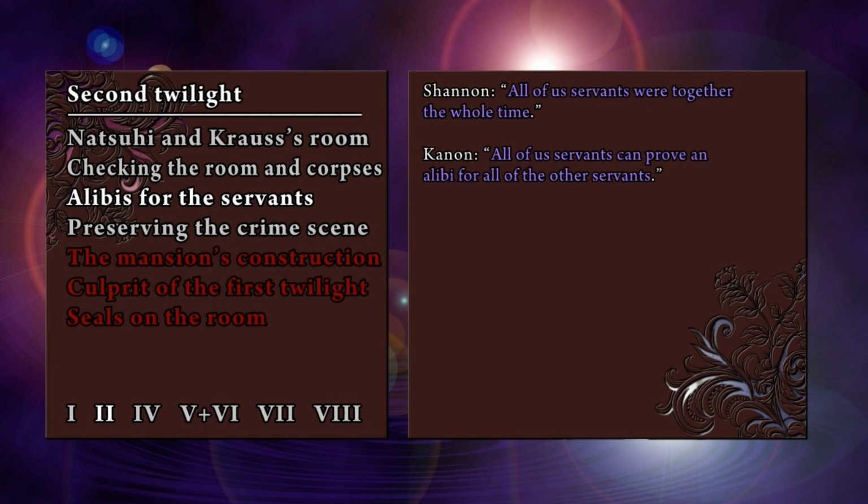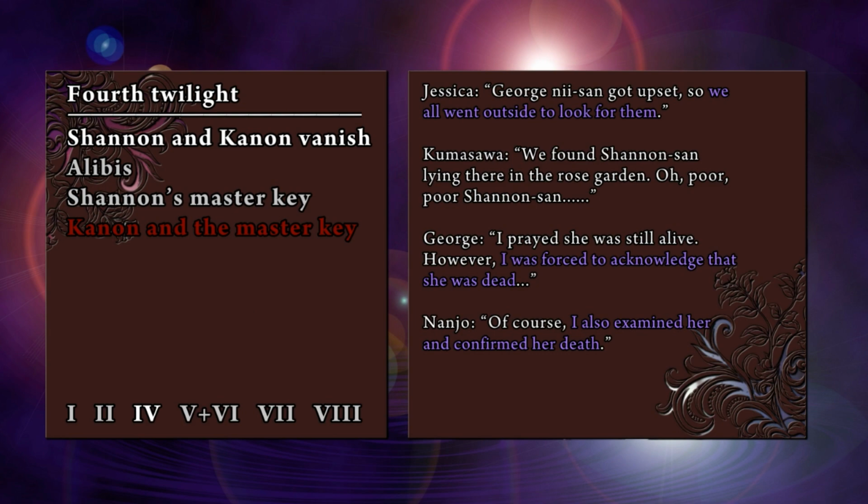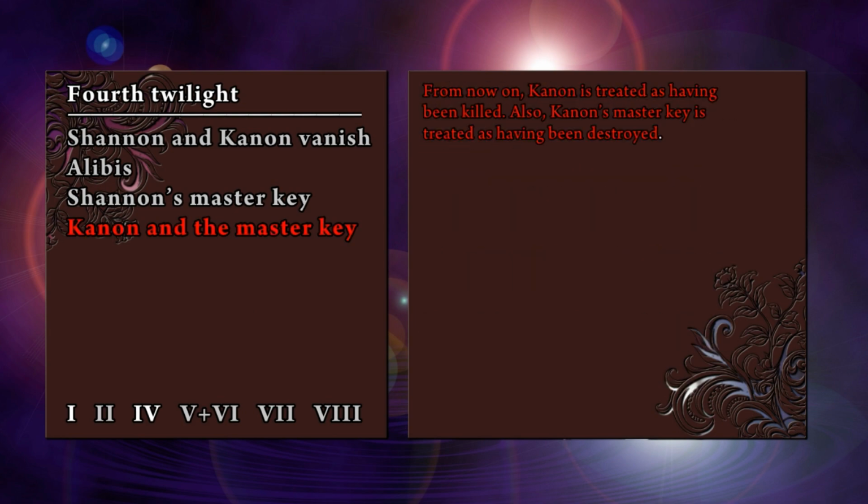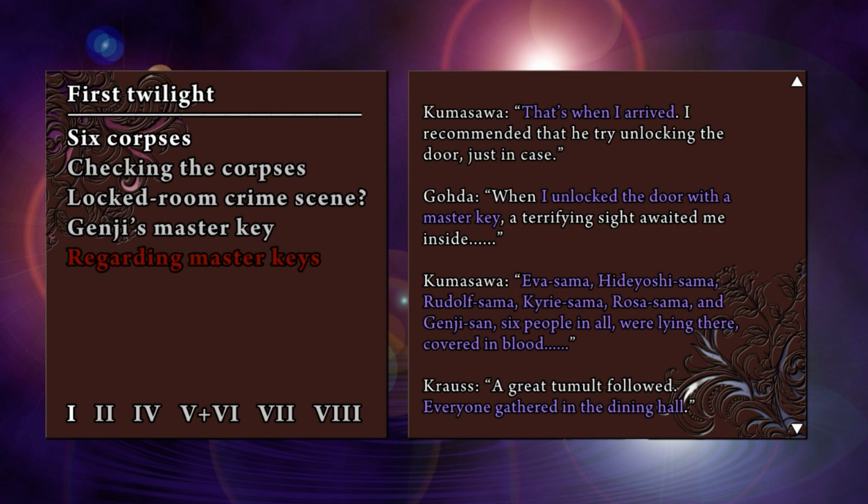Let me write this down right over here. Kanon confirms servants, all servants, alibi for second. I don't know if that's actually gonna help me or not, but we shall see. Okay, from here on out we cannot use Kanon. What about the first things?